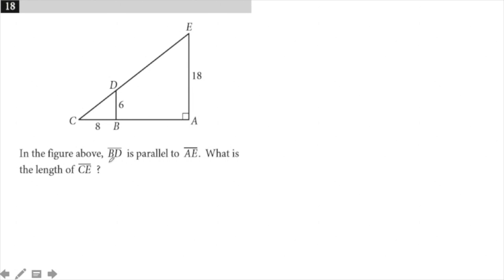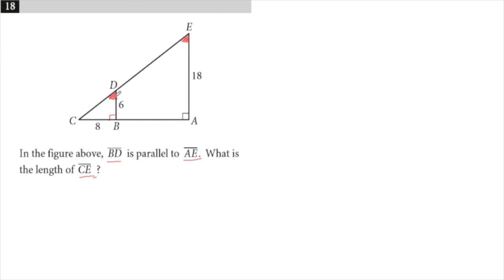The figure above: BD is parallel to AE. What is the length of CE? Because BD is parallel to AE, this is a right angle, and here is also a right angle. And this one will be equal to this one, corresponding angles between the two parallel lines.